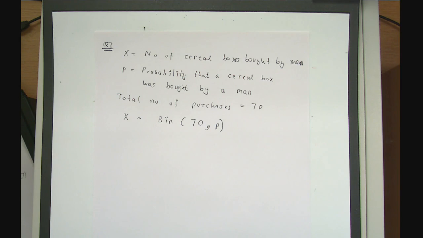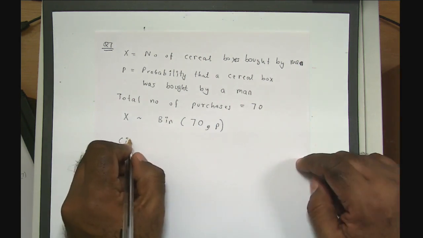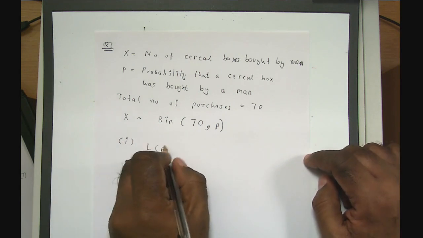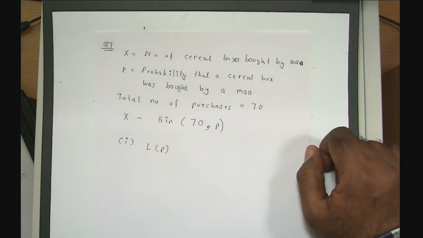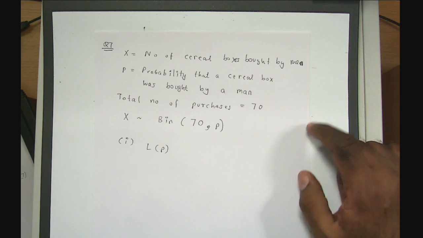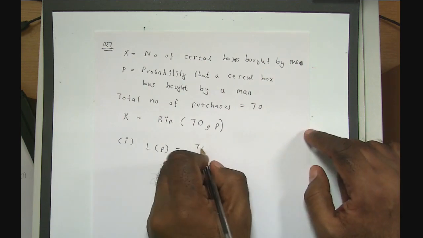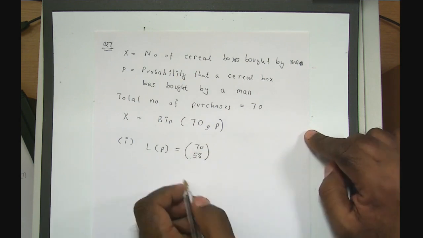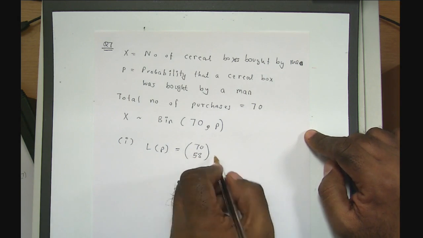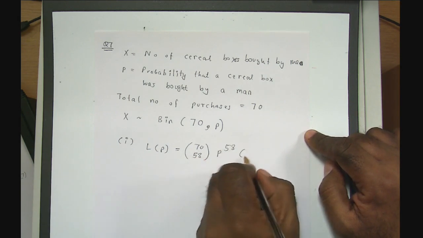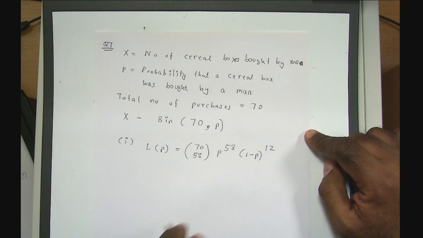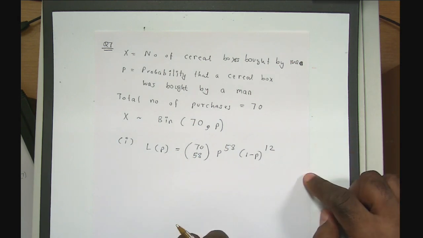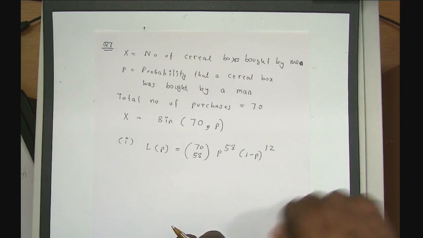The first part of the question was to write down the likelihood function if the number of purchases by men is equal to 58. So if 58 men bought the cereal box, then the corresponding probability is 70 choose 58, P to the 58, (1 minus P) to the 12. So this is the likelihood function for P if 58 men bought the cereal box.